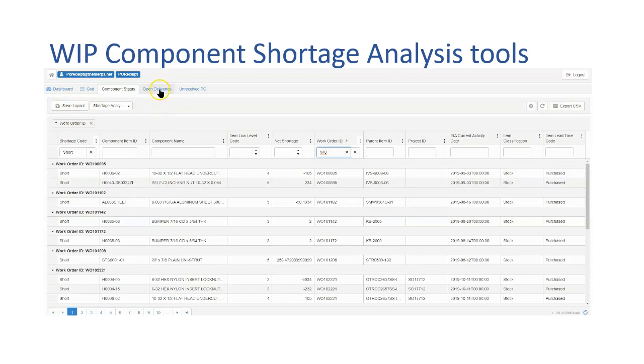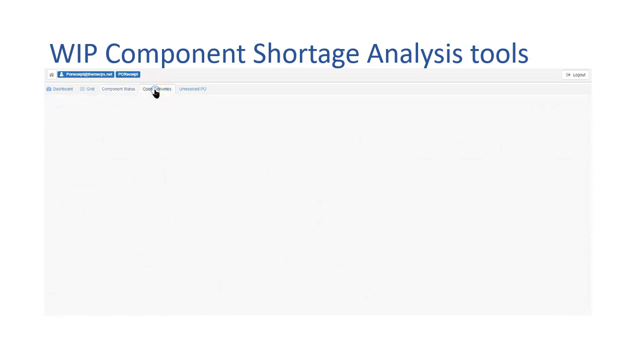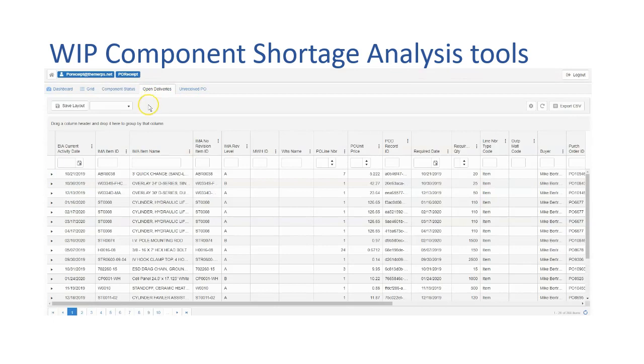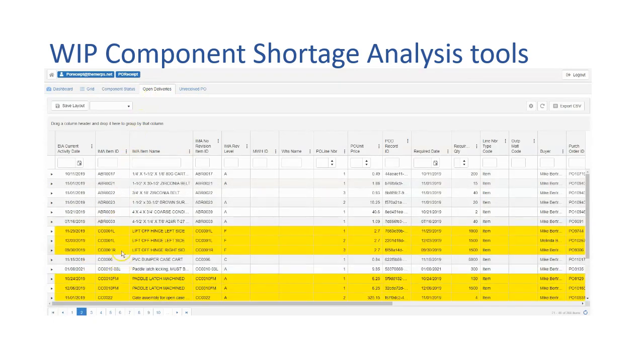The Open Deliveries report highlights components on order but not yet received that are shortages on existing work orders. This information is useful in directing material to the point of use.